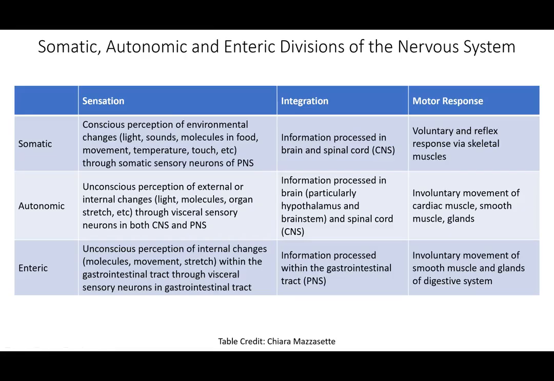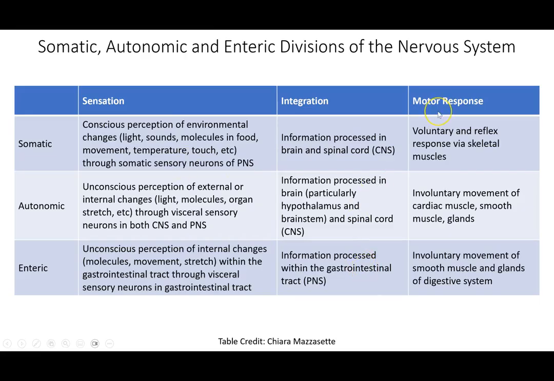So this table just summarizes all of that. And so again, each of these functional divisions involves sensory neurons, so we need to be able to sense the external and internal environment. That integration is going to happen mostly within the central nervous system, with the exception of that enteric division. That information does get processed directly within the gastrointestinal tract, which is part of the peripheral nervous system.